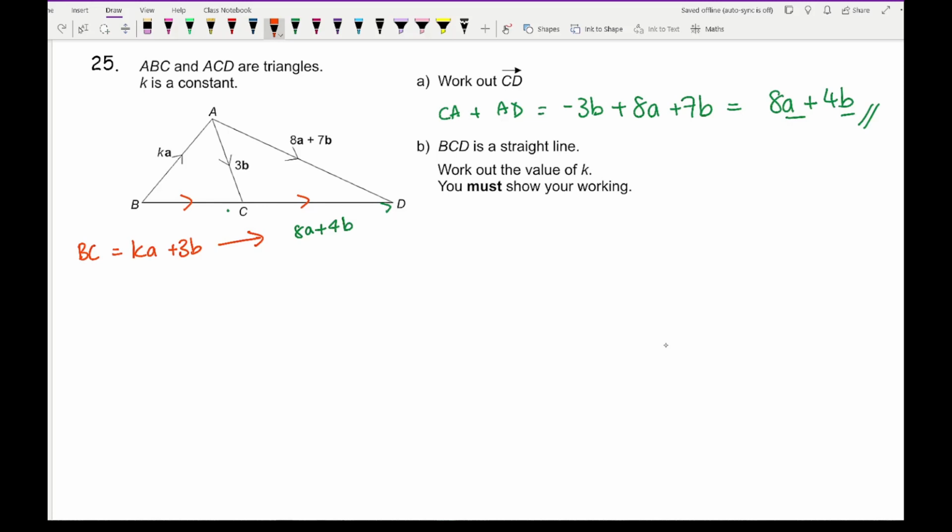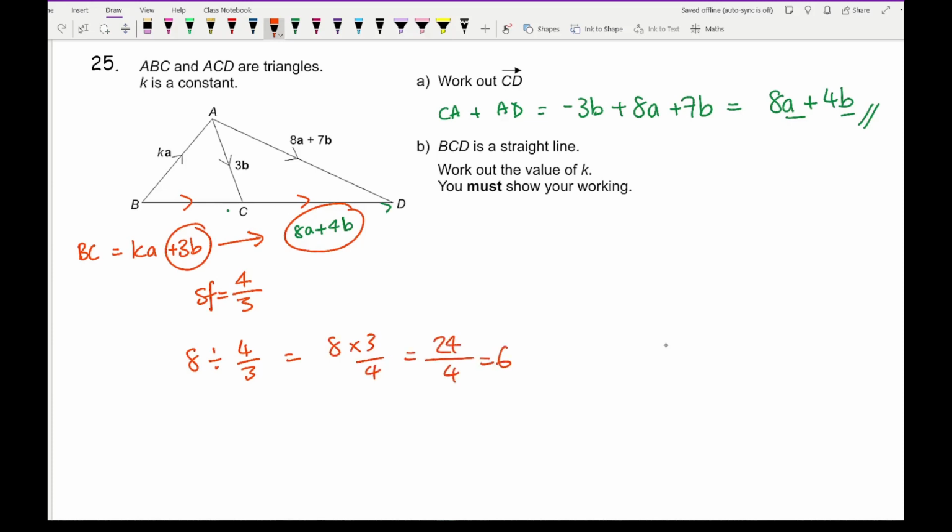Looking at the diagram, although it may not be drawn to scale, I'm guessing that CD is bigger than BC from what I can visually see. So what we're looking for is the scale factor. Here the scale factor comparing these coefficients is going to be 4 over 3. So to work out what k is, I need to do 8 divided by 4 over 3 because I'm going from big to small. That becomes 8 times 3 over 4, which is 24 over 4, which is 6. So k equals 6.